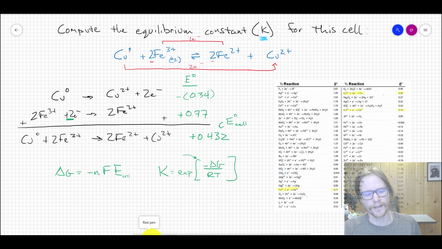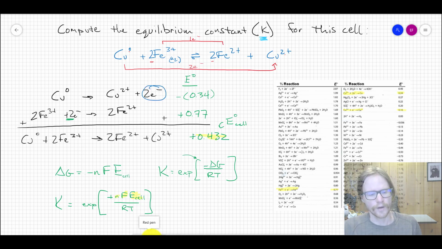So we can substitute delta G in, and we get a relationship for K, where K is equal to Euler's e, or the exponent, and that would be negative nFE. So I'll just put positive nFE because those cancel out. nFE being E cell over RT in this case. So we can take our values. We have E cell, which we computed as this. We have F as Faraday's constant, so that's 96485. We have n, in this case being the number of electrons, 2.